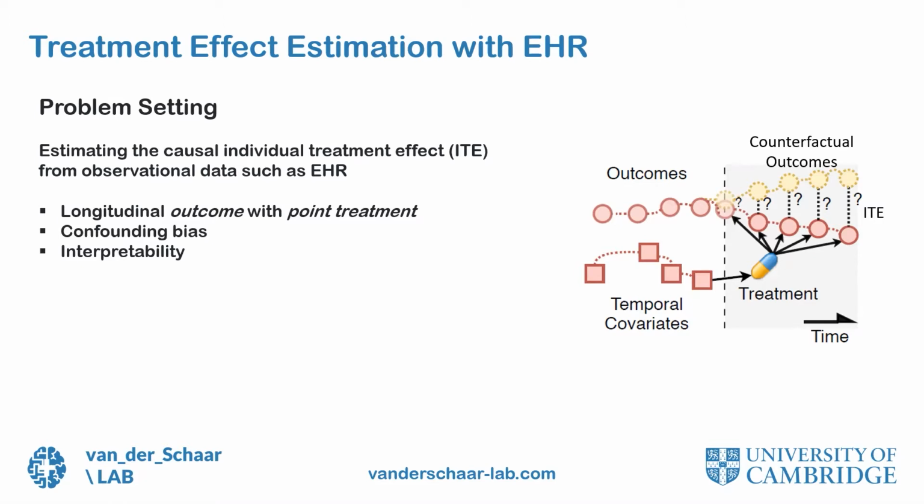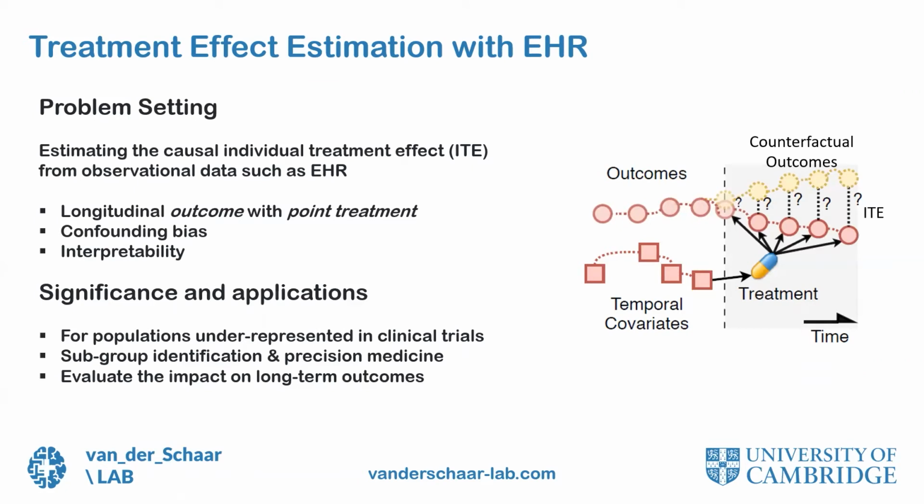We observe the outcomes both before and after treatment. And we also observe the temporal covariates that lead to the treatment decision. Just as in all observational studies, the treatment allocation is subject to confounding bias, and we will use those temporal covariates to adjust for the confounding bias. A requirement for such an estimation method is that the method should be interpretable and trustworthy. We'll expand on those notions in a short time.